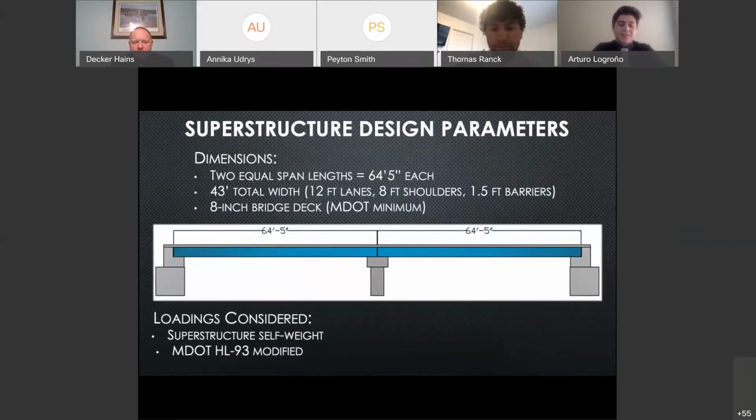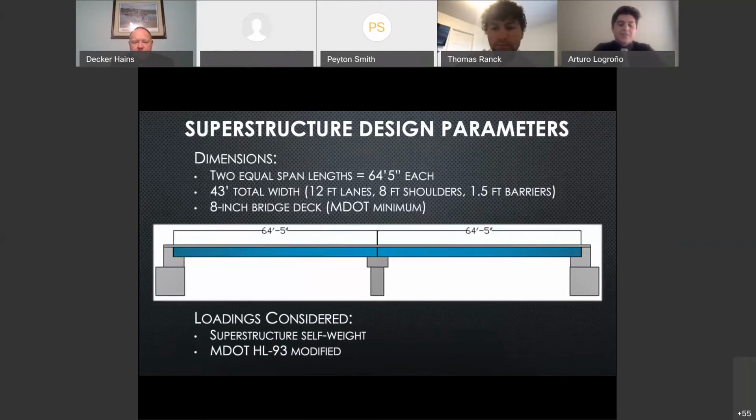Moving into our bridge superstructure, various parameters were established in order to begin with the structural analysis. The bridge spans over US 131 approximately 129 feet, consisting of 2 equal spans. With 12-foot lanes, 8-foot shoulders, and 1.5-foot barrier walls, the bridge cross-section was set at 43 feet.